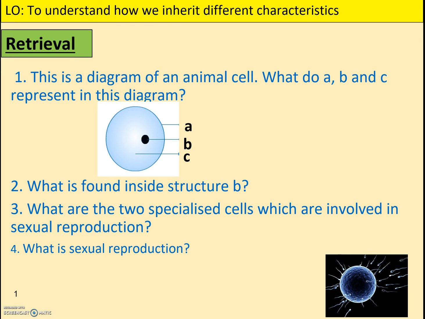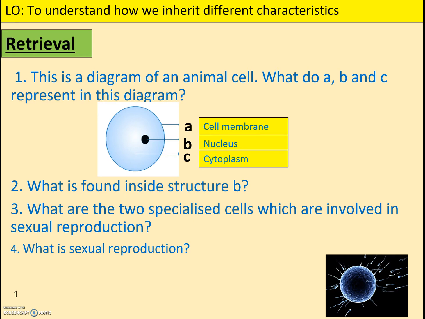This is a diagram of an animal cell. So, A is where the cell membrane is. This is the flexible covering of the cell that keeps unwanted substances out and allows essential nutrients in. B is the nucleus. This is the control center of the cell. And C is the cytoplasm, which is the jelly-like substance where chemical reactions happen.